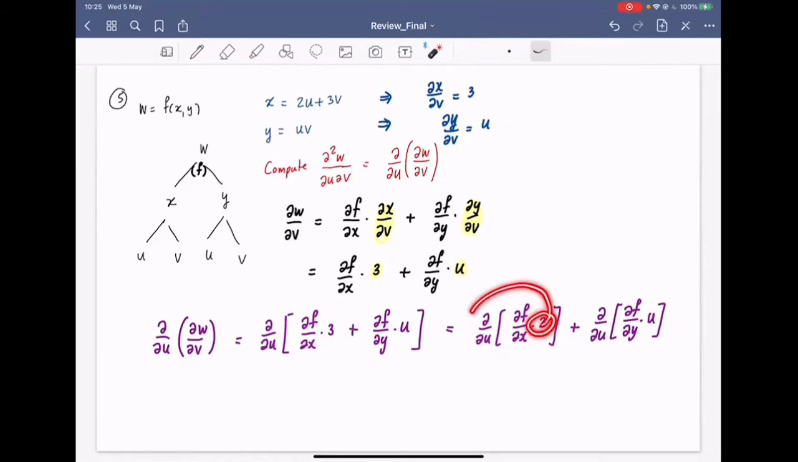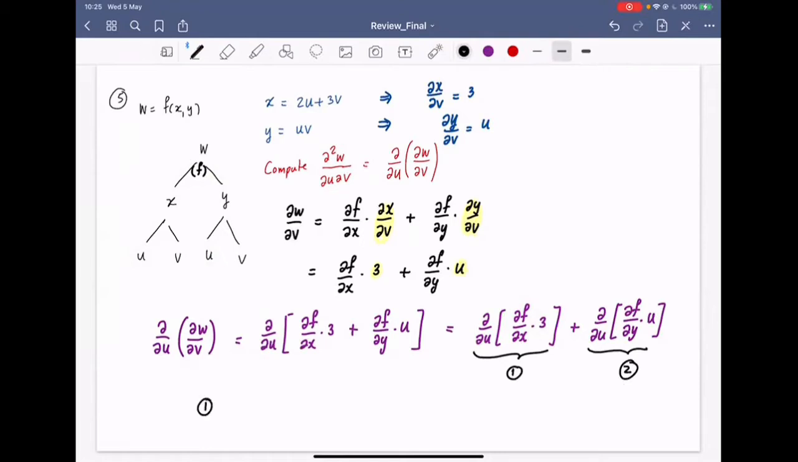You can pull number 3 out, but the function inside, curl f by curl x, still depends on u. You don't know what function curl f by curl x is going to be, but it still depends on u, because this depends on f, and f is on the top level, so it depends on u as well. So to get it step by step, we're going to set this thing to be number 1 and this thing to be number 2. We're going to do it separately, and then add them up together at the end.